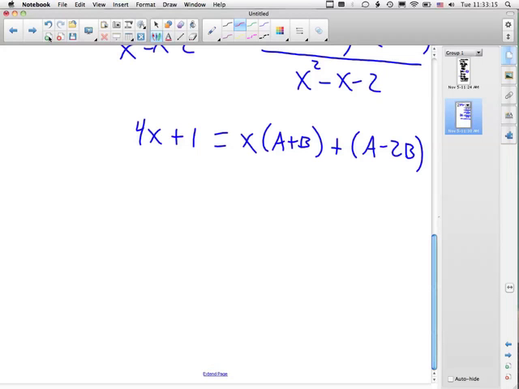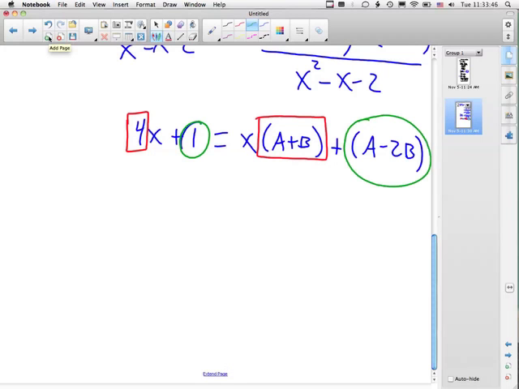But think about it this way. If x increases by 1 on the left, x is going to have to increase by 1 on the right as well. So actually, this 4 has to be the same as a plus b. And think about if x were 0, for instance. If x were 0, then clearly the 1 would have to be the same as a minus 2b.